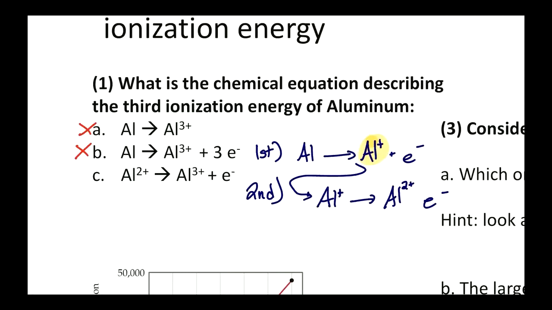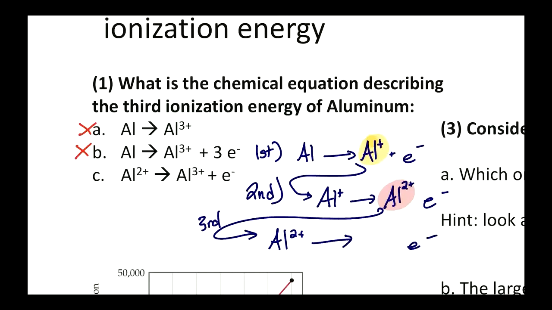And then to get the third, I hope you can see now we can make the third ionization energy by taking the product in the previous step, right? So this would be the third ionization energy. You take aluminum 2+, and you rip off an electron, and that's how you get aluminum 3+. So that would be our answer. So that's the long way to get the answer. Right, but I want to show you how that is, that we're taking off an electron one at a time.